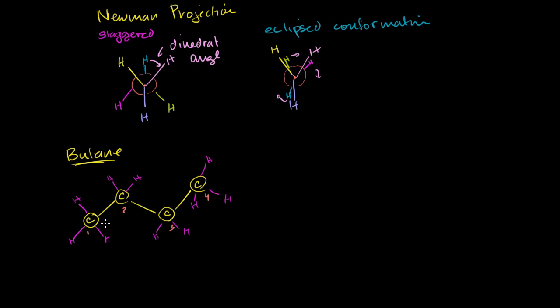So this will be the front one. So we'll put this carbon in the front. And we'll put this carbon over here in the back. And before I even draw the Newman projection, let me redraw this. But I'm just going to draw this instead of with the hydrogens, the bonds explicitly defined. I'm just going to call this a CH3. So let me redraw this.